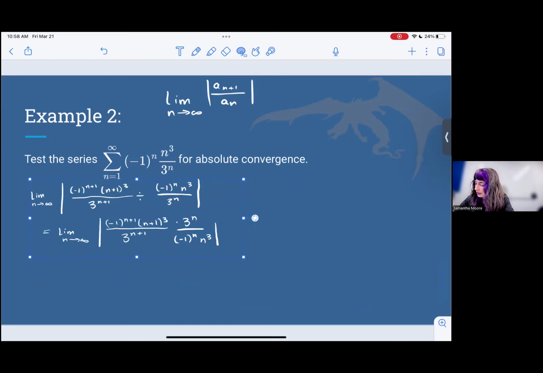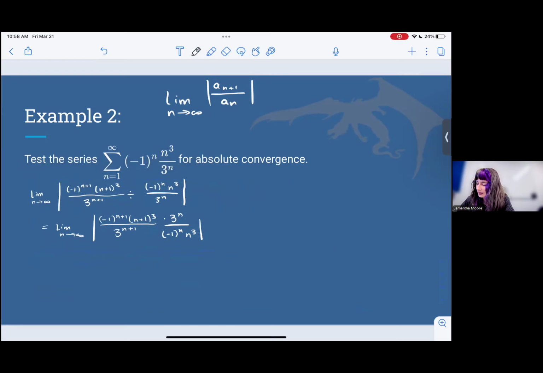Okay. We're going to continue simplifying that down. So that's the same thing as the limit as n goes to infinity. Most of the -1s cancel, so I'm left with just one copy of -1 in the numerator. Most of the copies of 3 cancel, other than one copy that's in the denominator. And then I have (n plus 1) cubed over n cubed.